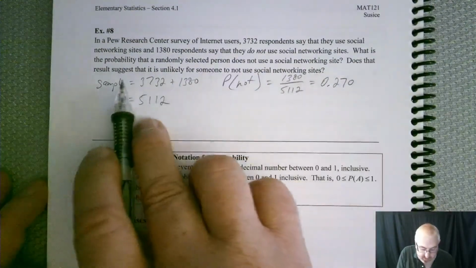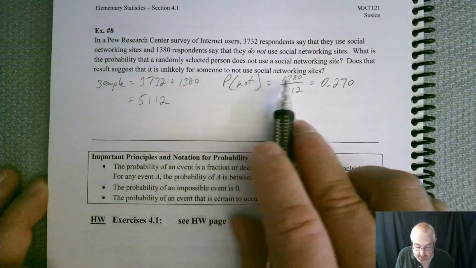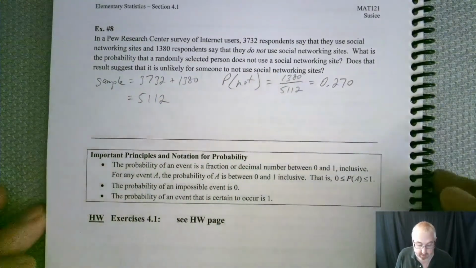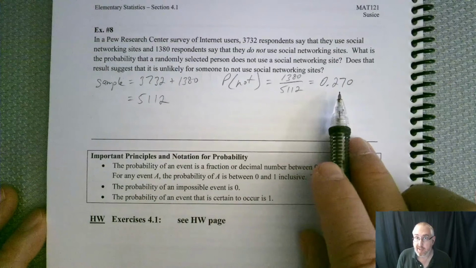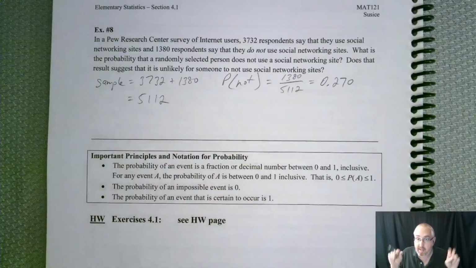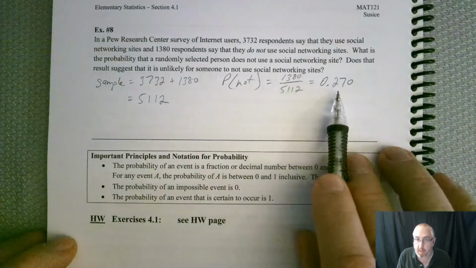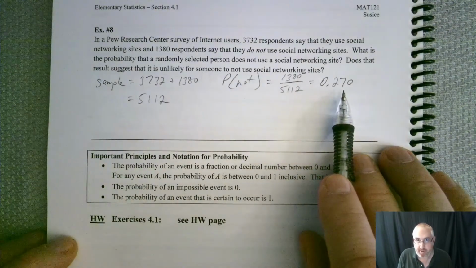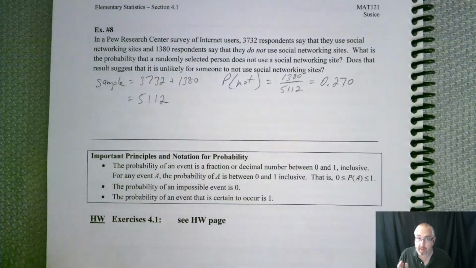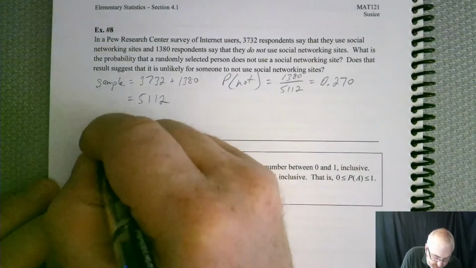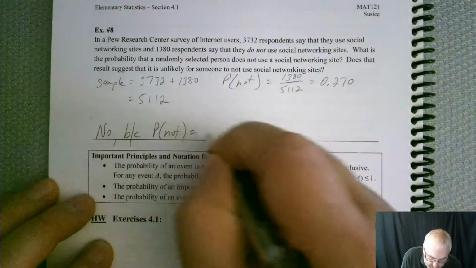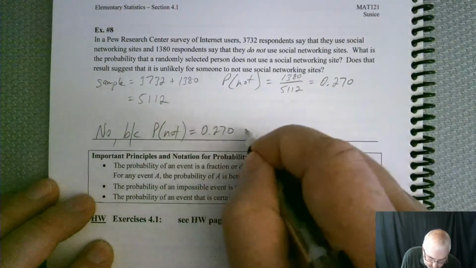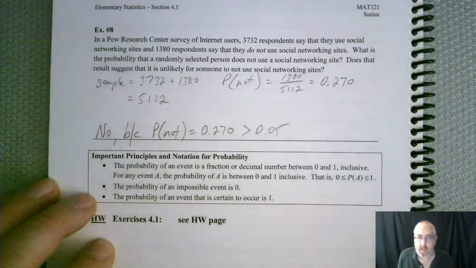Does that result suggest that it is unlikely for someone to not use a social networking site? What do you think? Would that be significantly low? Remember, unlikely means it's a low probability. Is that a low probability? You should be shaking your head no. Remember, that significantly low probability is going to have to be less than 5%. So the answer is no, because the probability of not is equal to 0.270, which is much bigger than 5%.